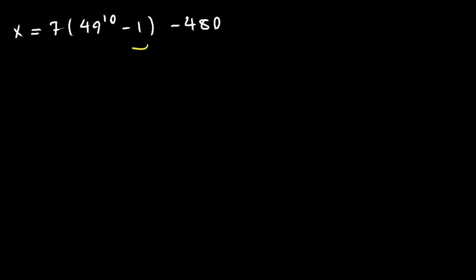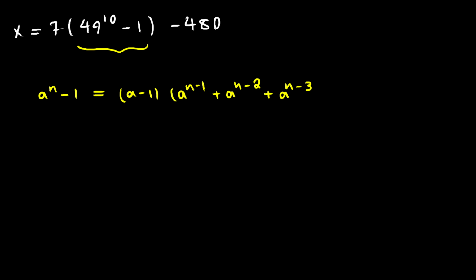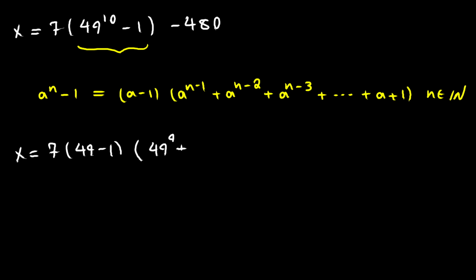Now, we can go ahead and factor out this part using the identity that states that a to the power of n minus 1 can be factored as a minus 1 times a to the power of n minus 1 plus a to the power of n minus 2 plus a to the power of n minus 3 and so on and so forth plus a plus 1 if n is a natural number. So by applying this identity, x is going to be 7 multiplied by 49 minus 1 times the quantity 49 to the power of 9 plus 49 to the power of 8 plus and so on plus 49 plus 1 and minus 480.